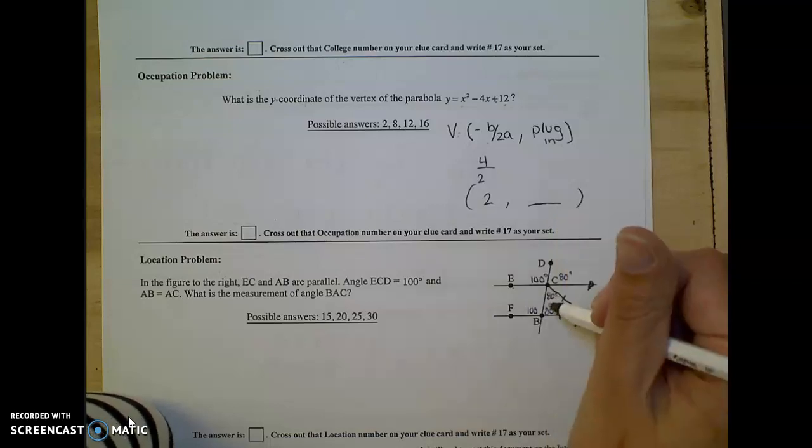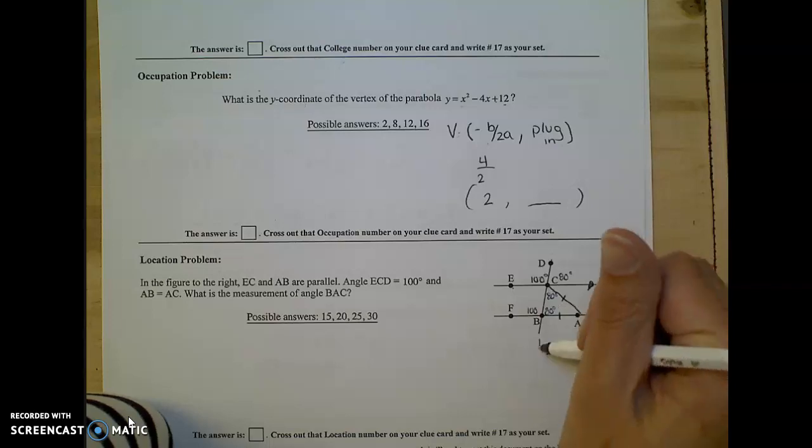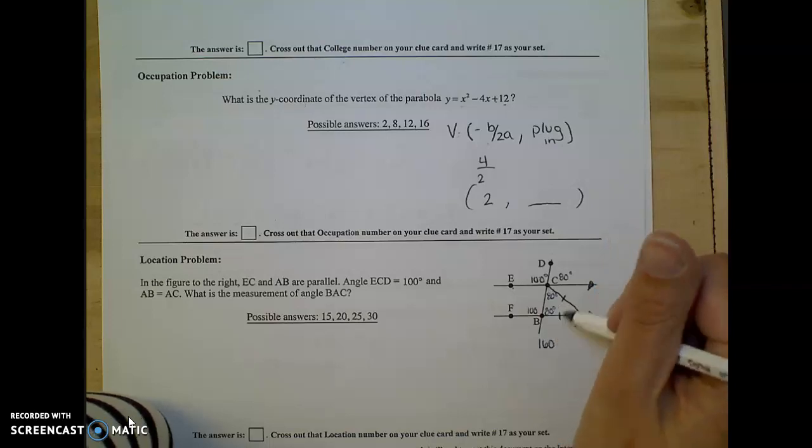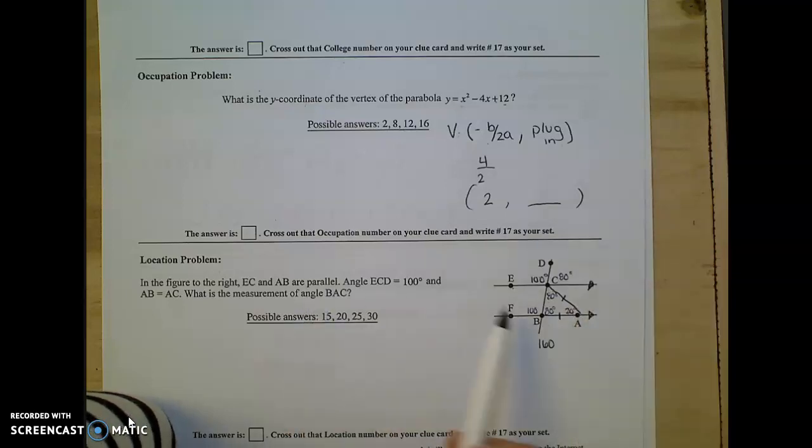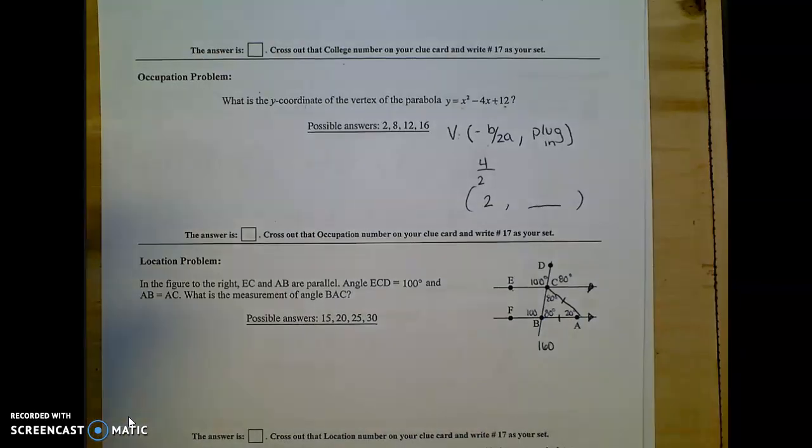So this is 160. That's how you add that. And I need 20 more to get a full triangle. So what is the measure of BAC? Oh, got it. Alrighty, 18.